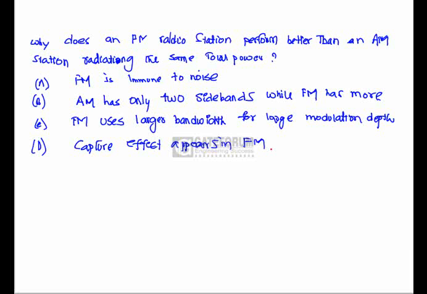Why does an FM radio station perform better than an AM radio station for radiating the same total power? We know that in the case of AM radiation, the information is present in the amplitude variations of a signal, whereas in the case of an FM radio station, the information is mainly present in the frequency variations. Here, the noise mainly affects the amplitude variations. It doesn't affect the frequency variations. Hence, FM is more immune to noise compared to AM. Hence, option A is correct.